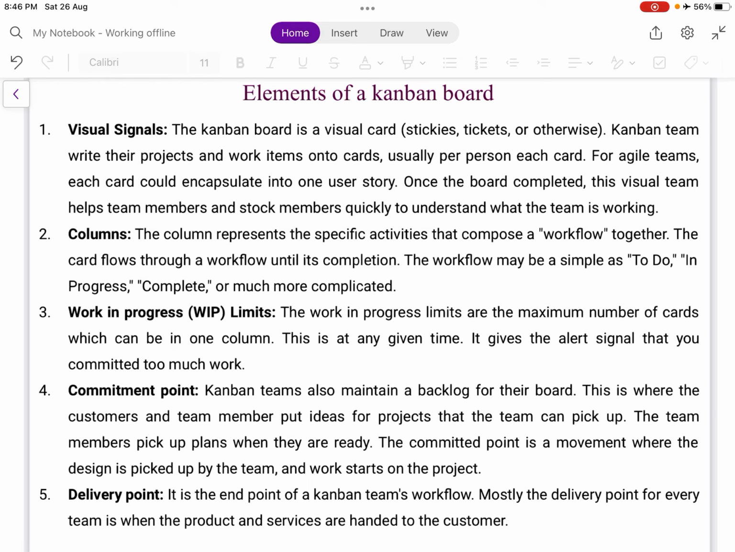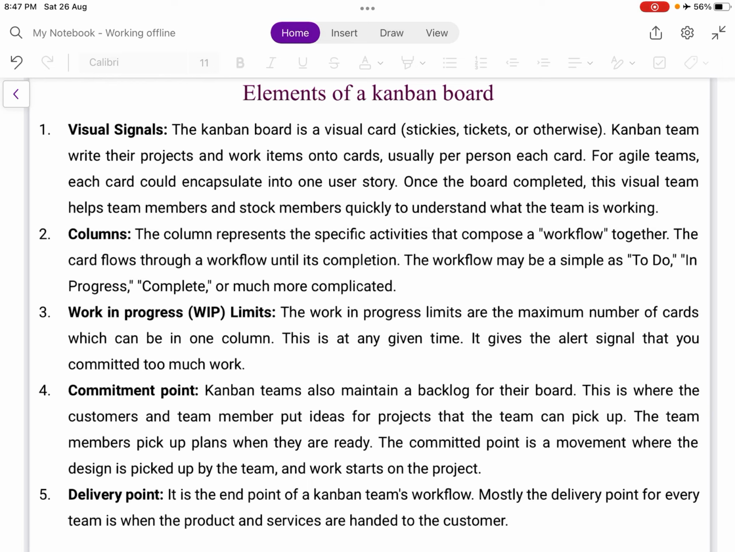The columns represent specific activities that together compose a workflow. The cards flow through the workflow until their completion. A workflow may be as simple as to do, in progress, complete, or much more complicated. Work in progress limits. The work in progress limits are the maximum number of cards which can be in one column at any given time. It gives alert signals that you have committed to too much work.